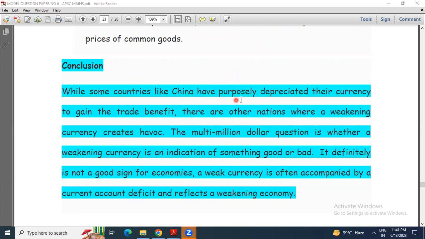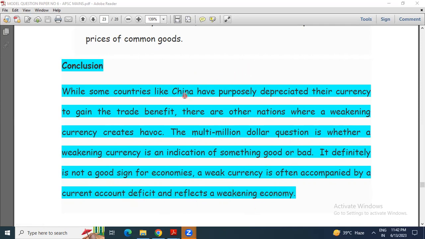While some countries like China have purposely depreciated their currency to gain trade benefit, there are other nations where a weakening currency creates havoc. The multi-million dollar question is whether a weakening currency is an indication of something good or bad. It definitely is not a good sign for economies. A weak currency is often accompanied by a current account deficit, and that reflects a weakening economy.